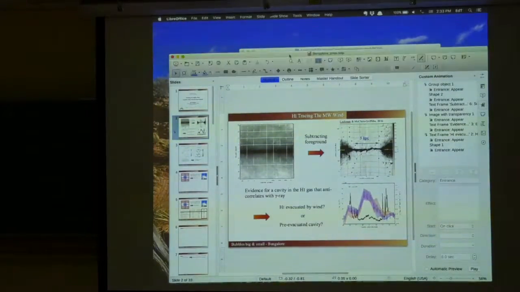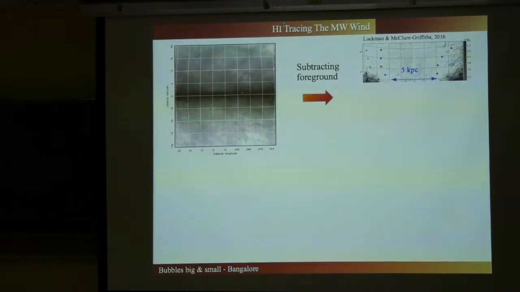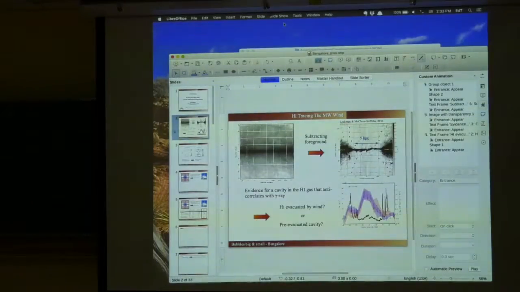A couple of years ago, Di Teodoro, McClure-Griffiths, and Lockman produced this map of the galactic center. This is HI in the galactic center. They basically removed all the foreground emission, and they found that there is quite a big hole in the center. It's about 5 kiloparsecs wide.